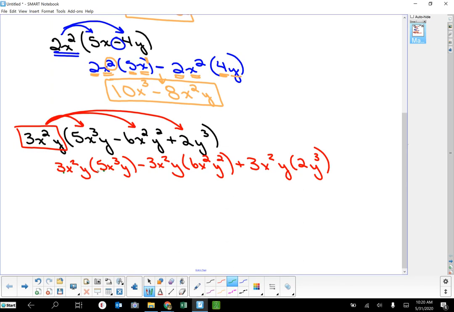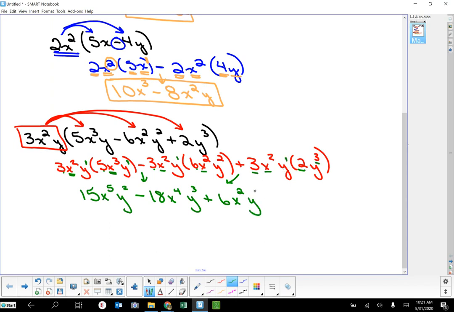So we have 3 times 5 is 15. X squared times x cubed is, remember, you're adding the exponents, so x to the 5th. The y has a 1 on it right here, right? So a y to the first times another y to the first is a y to the second. Bring down the minus sign. 3 times 6 is 18. X squared times x squared is x to the 4th. Y to the first times y to the second, add the exponents, is y to the 3rd. Bring down the plus sign. 3 times 2 is 6. X squared times no other x's gives you just an x squared. Y to the first times y to the 3rd gives you y to the 4th.